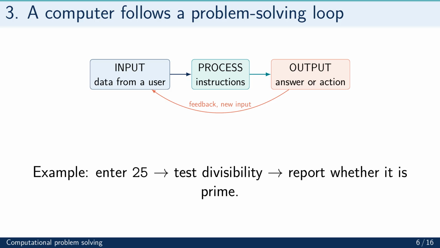The example on this slide asks whether the number 25 is prime. The input is the number. The process tests whether it can be divided evenly by other numbers. The output reports the conclusion.